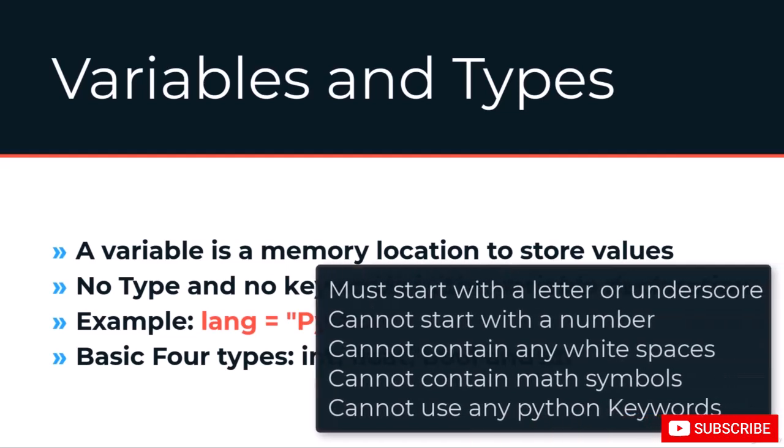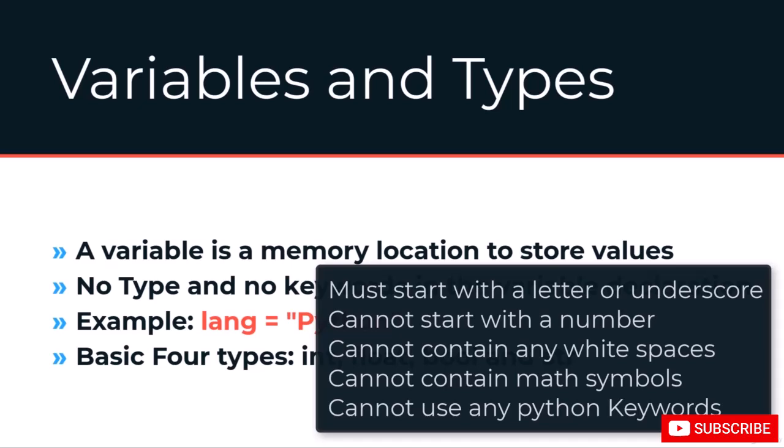For example, you cannot start the variable name with a number, but you can use letters or underscore character. You can put a number inside the variable name, but not at the beginning of the variable name. You must start the variable name with underscore character or a letter. Like in this example here, lang is equal to Python.